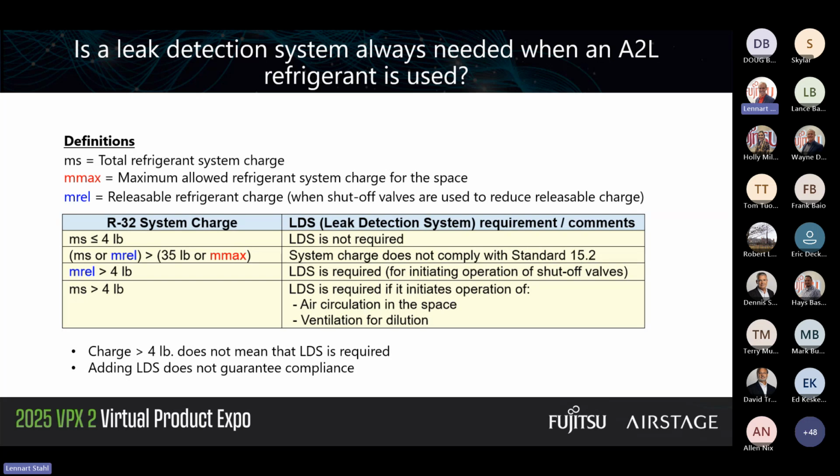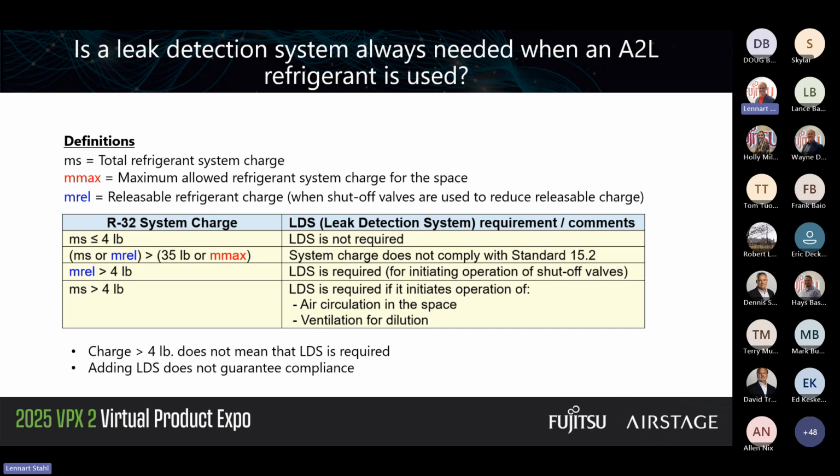Next one, if the system charge, or we have that MREL, we have put in shut-off valves, it still has to be below 35. It can never be above 35, either of those two. And of course, the system charge or the MREL cannot be higher than the M-max that we calculated earlier. So above 35, it doesn't comply with standard 15.2.